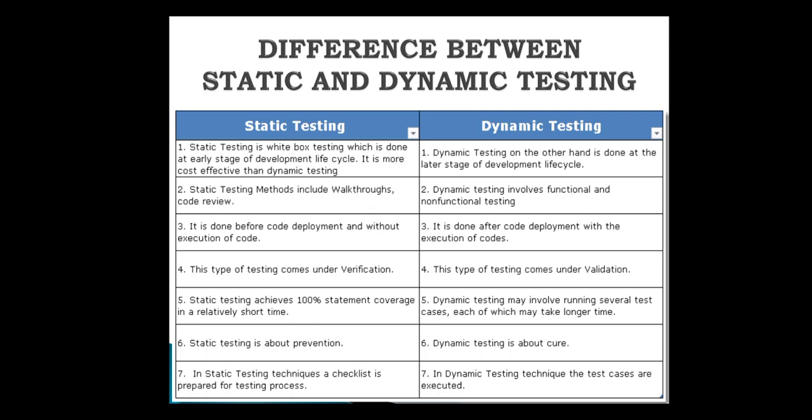Static testing is done before code deployment and without execution of code. Dynamic testing is done after code deployment with the execution of code. Static testing type of testing comes under the verification. Dynamic testing types of testing comes under the validation. Static testing achieves 100% statement coverage in a relatively short time. Dynamic testing may involve running several test cases, each of which may take longer time.